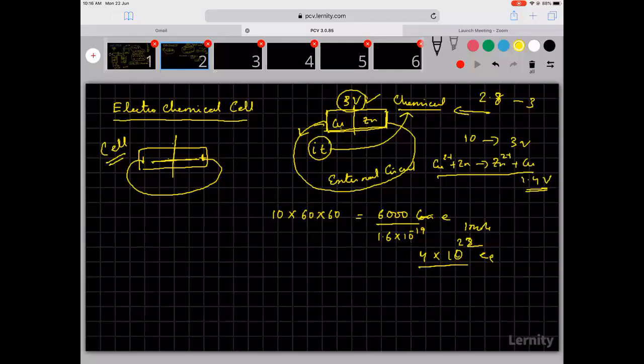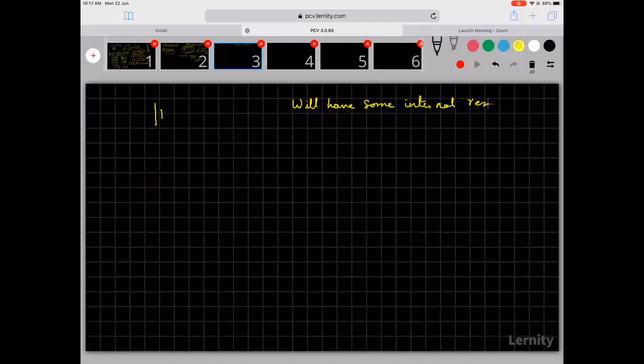Okay, every battery will have some internal resistance. Why will it have internal resistance? Because in the battery some ions are moving. Okay, so now this internal resistance of a battery will depend upon, one, the nature of the chemicals.